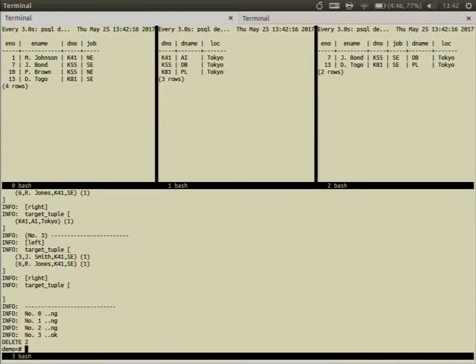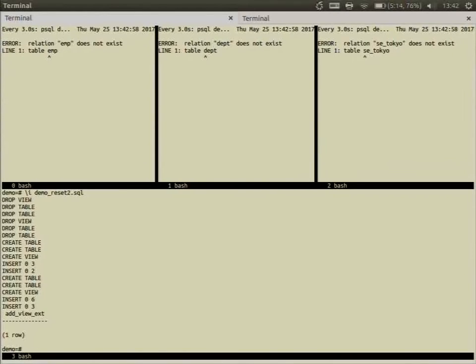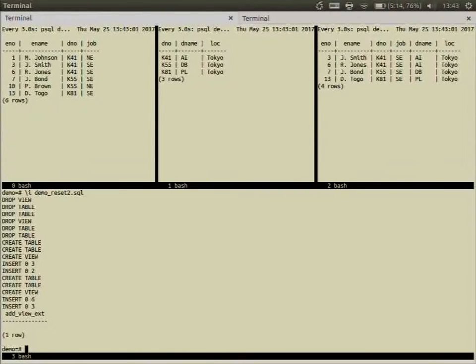Oh, this is a debug message. But we can delete two tuples from the view. We deleted two tuples from these relations, the employee relation. From here, reset. This is the initial state.